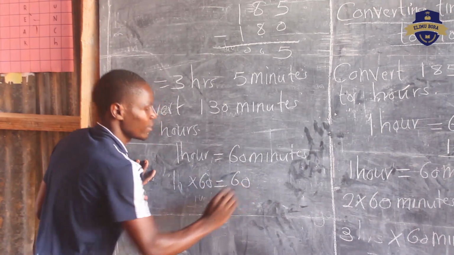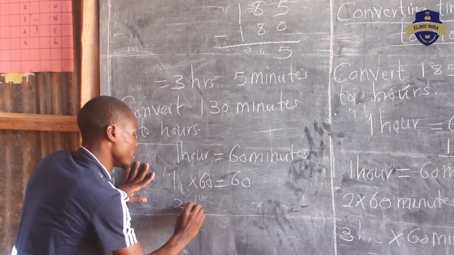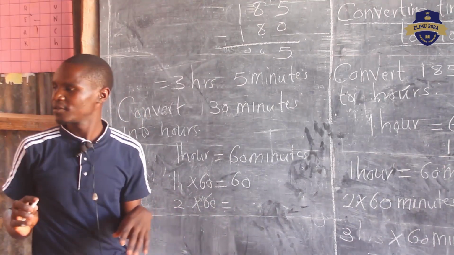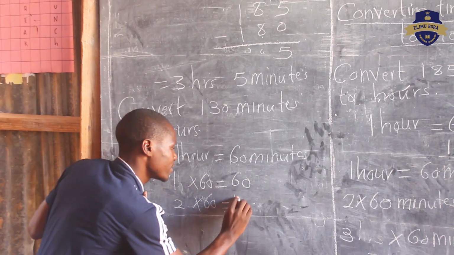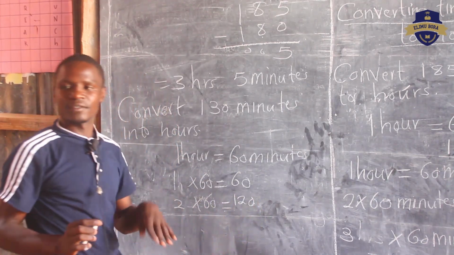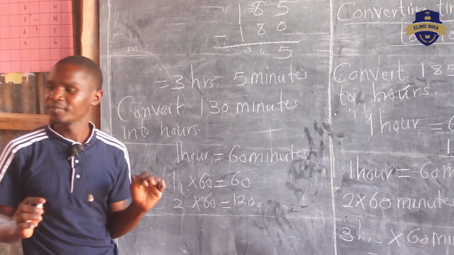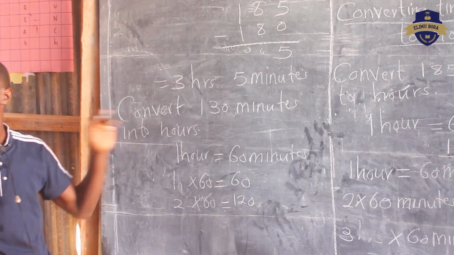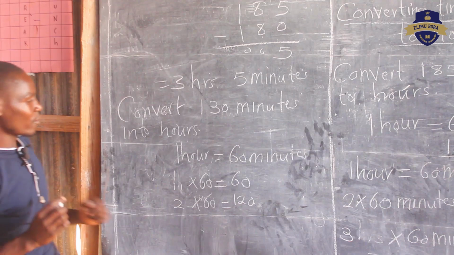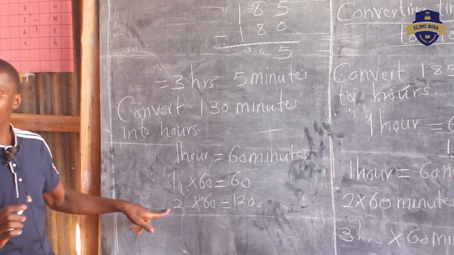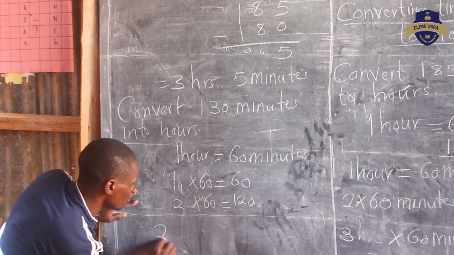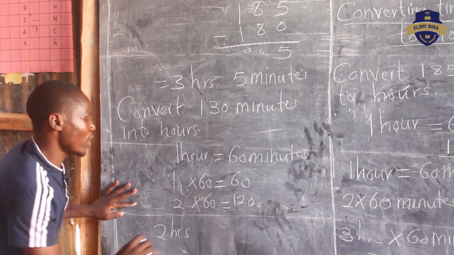60. Then let's work with the 2. 2 times 60. How much do we get? 120. Is it near 130 or not? It is near 130, isn't it? Now, how many times has it gone there? 2 hours. So the answer is 2 hours.